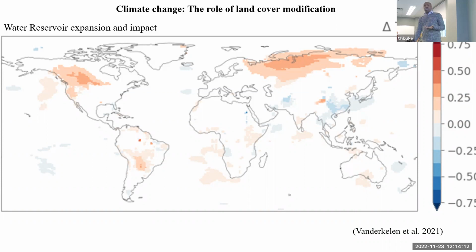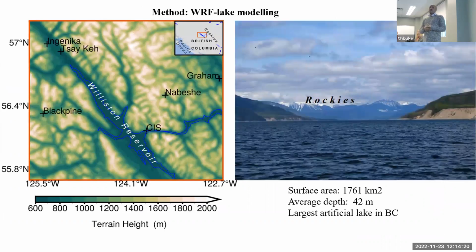So part of this concern has spurred me, especially when you look into the situation that is taking place with the Williston Reservoir. It's spurred me to look into these impacts at a regional and also at a local scale. So in this instance, we look into the impact of the Williston Reservoir on the climate of the Senekene First Nations territory.